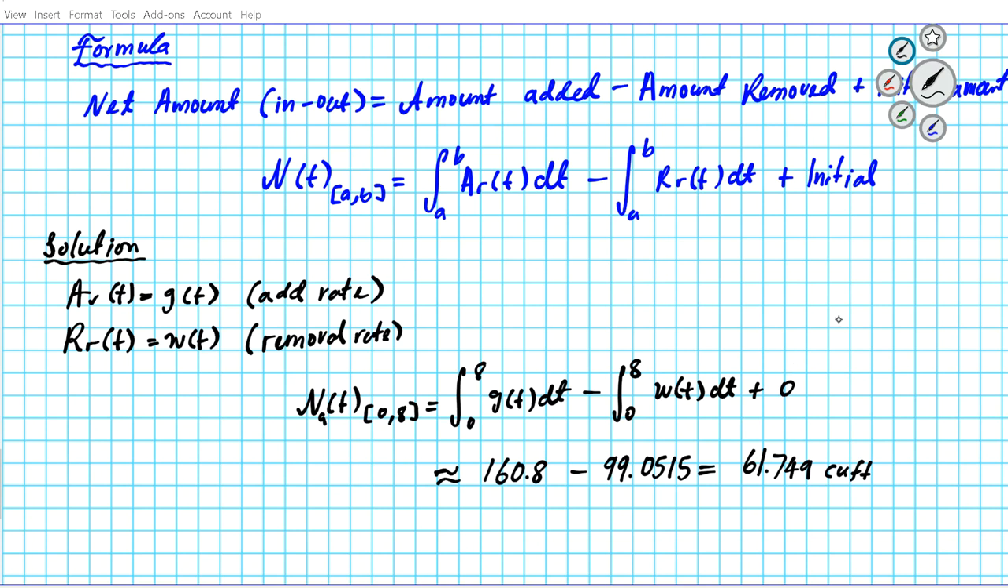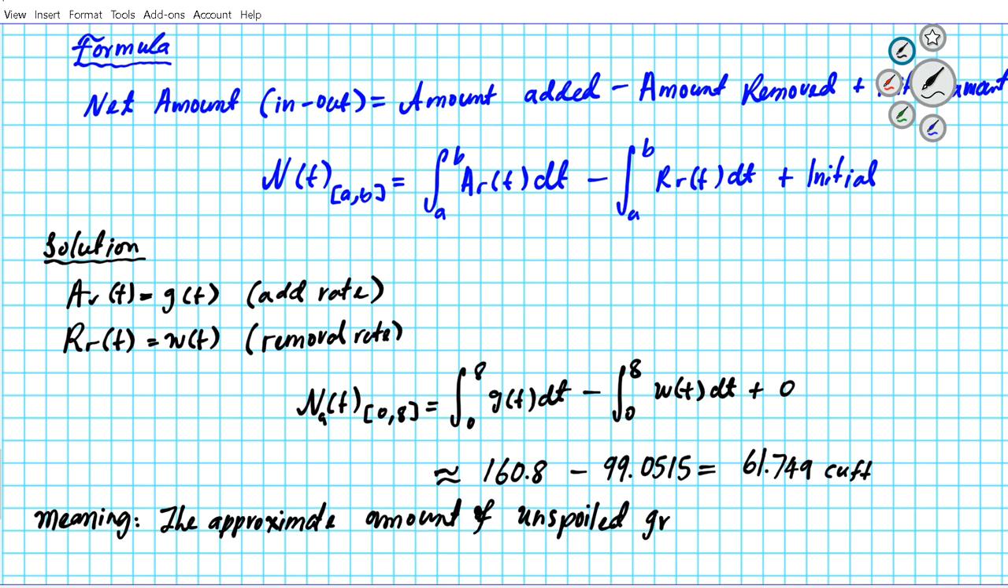Are we asked to explain? Well, let's just write down what the answer means, just for kicks, even though you weren't asked to do it. So what does this answer mean? The meaning of the answer is as follows. The approximate amount of unspoiled grain in the silo at time t equals 8 is, this is just an approximation, 61.749 cubic feet.